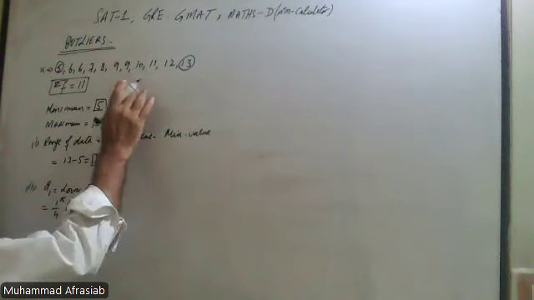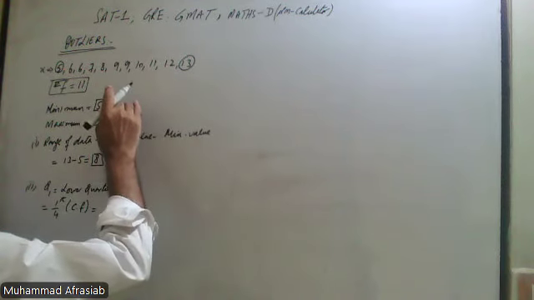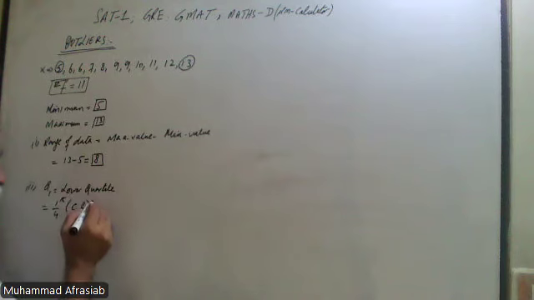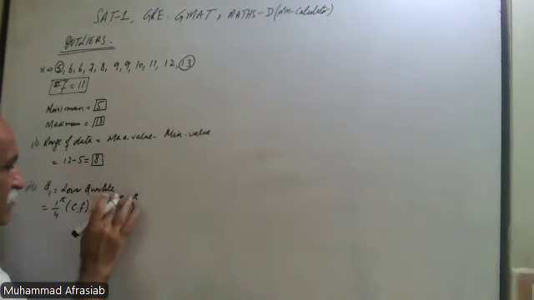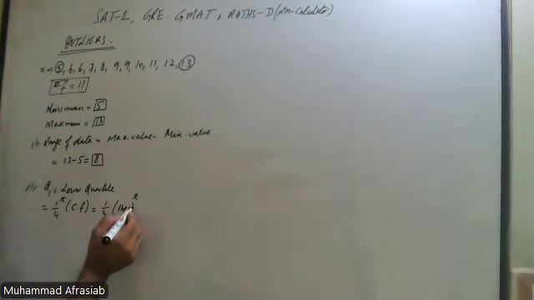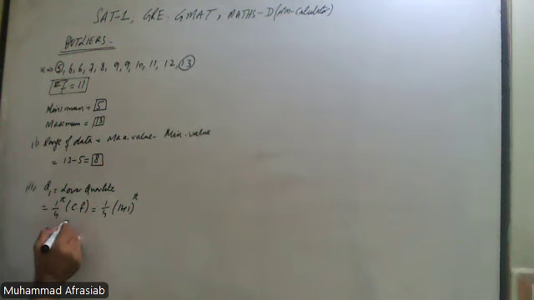So there are 11 frequencies, which is an odd number. So we can directly write this as 1/4 of (11 plus 1) position. That is 1/4 of 12, which is equal to 3. So at the third position is the lower quartile: first, second, third. At the third position, the value is 6.